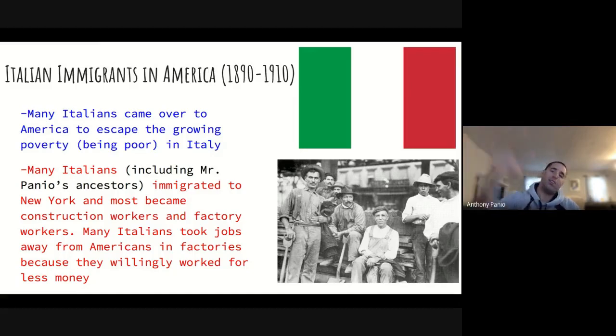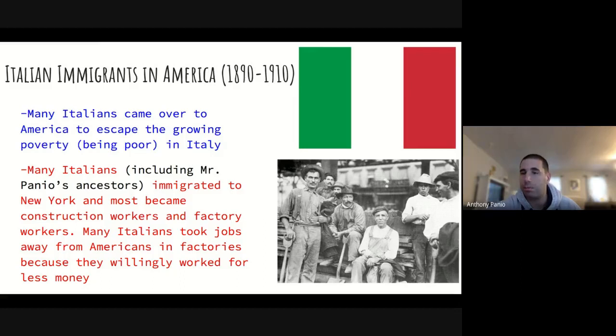So you don't have to be a boss of a company to understand this thought, right, guys? If you can hire someone and pay them $5 an hour and get the same amount of work output as someone who wants to get paid $15 an hour, you're going to hire the person that's willing to work for less money. It's going to save your company money, it's going to save your factory money, or whatever it is. So many Italians took jobs away from the native-born Americans.